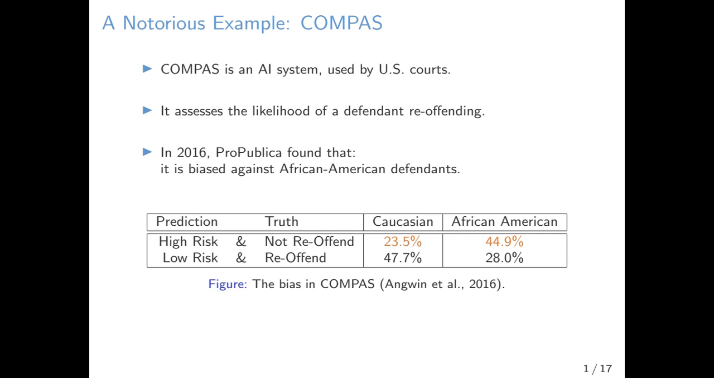Okay, let's start from a notorious example, the COMPAS system. COMPAS was an AI system used by US courts. It assesses the likelihood of a defendant's reoffending. In 2016, a paper in ProPublica found that this system is biased against African American defendants. If we look at the table, we can see that African American defendants are almost twice as likely as Caucasian defendants to be labeled as high risk, but not actually.